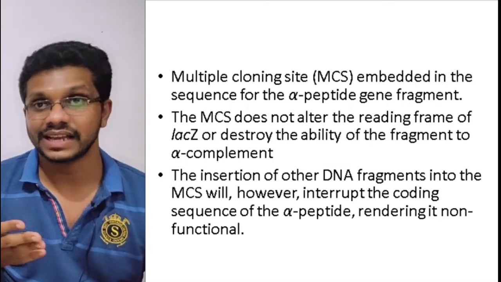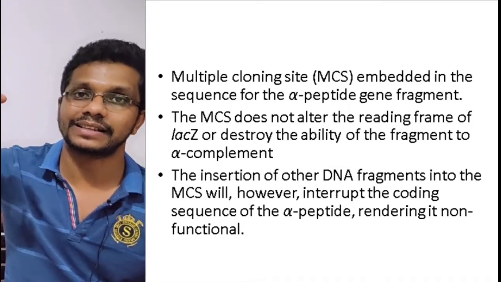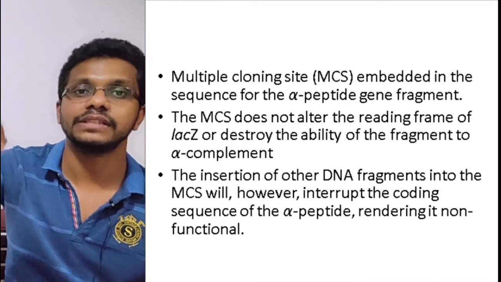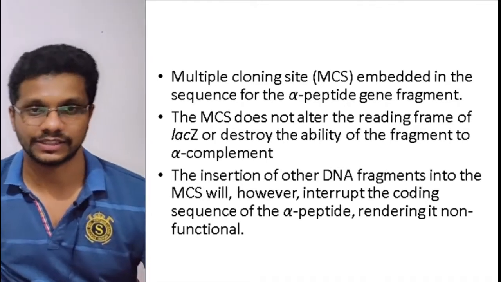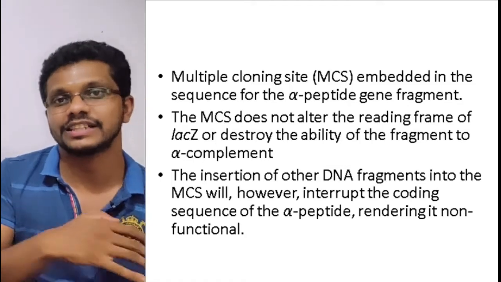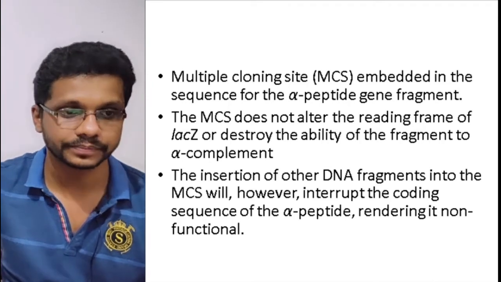But if the bacteria has a transformed recombinant plasmid, it will have extra foreign DNA in the multiple cloning site, which will disturb the alpha peptide production and will not produce a functional beta galactosidase gene. So depending on whether it is producing beta galactosidase or not, we can say whether it is recombinant or not.